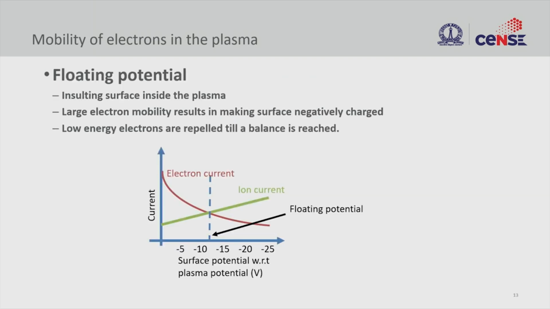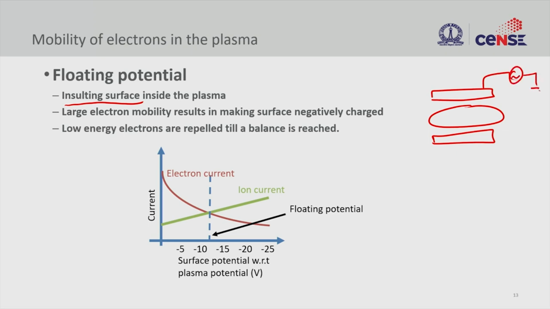So the first thing is plasma potential. So what is plasma potential? The plasma potential is measured by using an insulating surface. So this is a highly insulating surface, and we insert this insulating surface inside the plasma. Okay, so let's assume I have created a plasma in this zone. So this is connected to some source, and then this is grounded, and this is going to be our plasma.